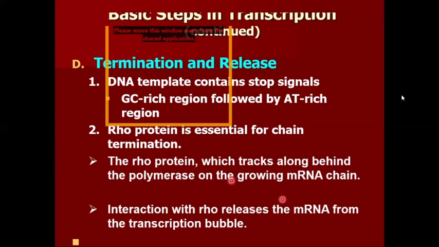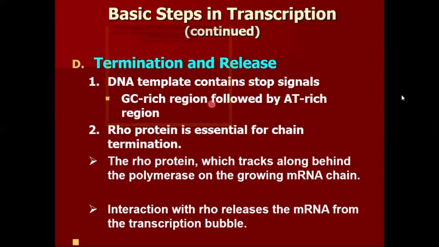The rho protein tracks along behind, or follows behind, the RNA polymerase on the growing messenger RNA. And somehow, it helps in the recognition of the stop signals. This one. So interaction between the rho protein and the RNA polymerase releases the messenger RNA from the transcription bubble.